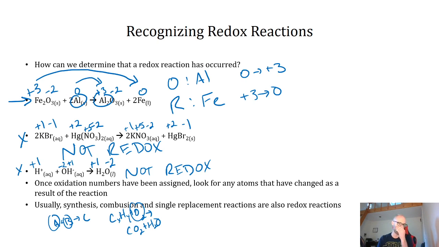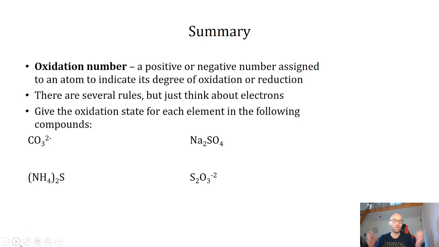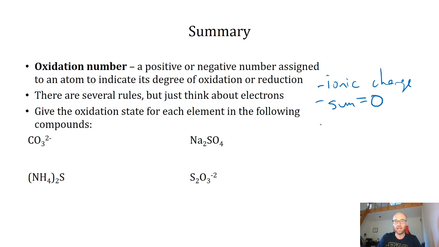Double replacement and I guess decomposition would also constitute a redox reaction sometimes. There are some examples that don't, which is why I didn't list it there. But that's why I say just look for an element and a compound. So to sum things up, there's your definition for oxidation number. There are several rules, but just think about electrons. I mean, there's things like you worry about ionic charge. The sum for a compound is 0, and oxygen is a -2, and hydrogen is a +1, and that pretty much gets you 90% of the way there.